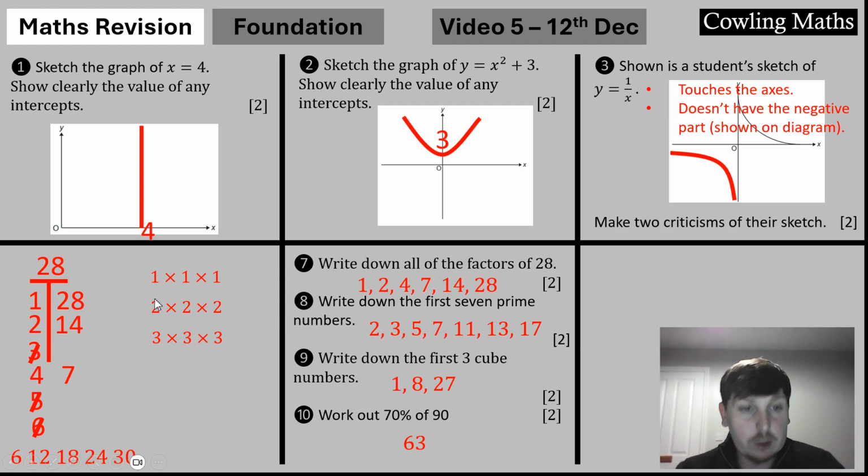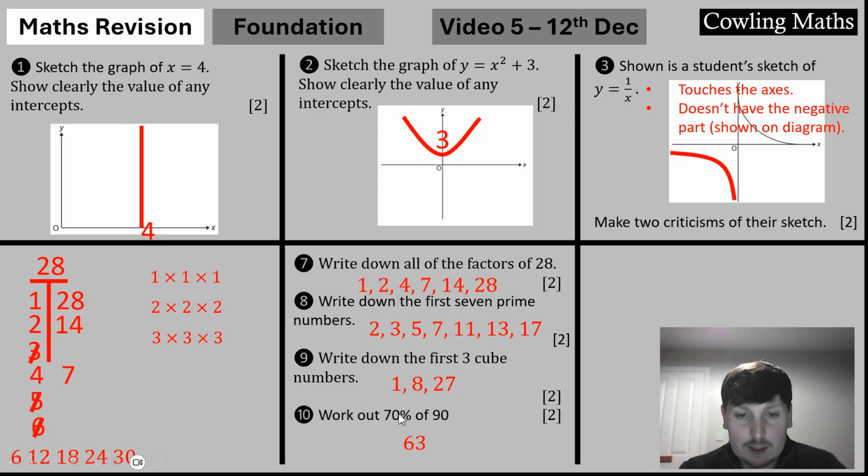On the second one, 2 times 2 makes 4. If we do 4 times 2, that gives us 8. That's why the second cube number is 8. And for the third cube number, 3 times 3 makes 9. So I've got to do 9 times 3. That gives me 27, and that's why the final cube number out of these 3 anyway is 27. So 1, 8, 27. That's a 2-mark question. So you'll get 1 mark if you've got 2 of those numbers and 2 marks if you've got all 3.